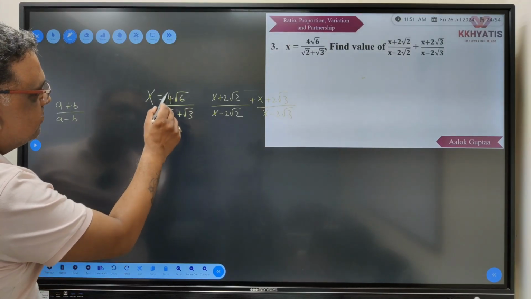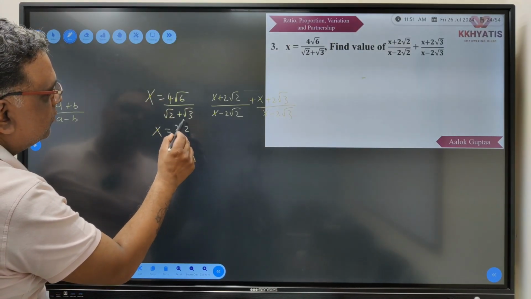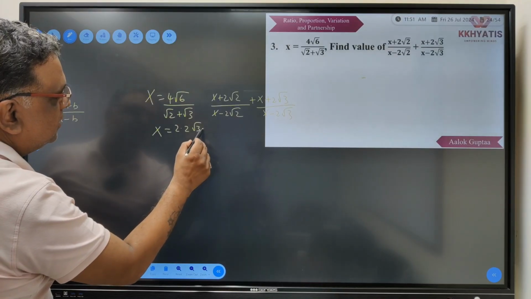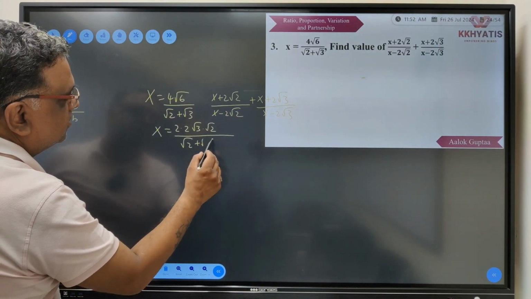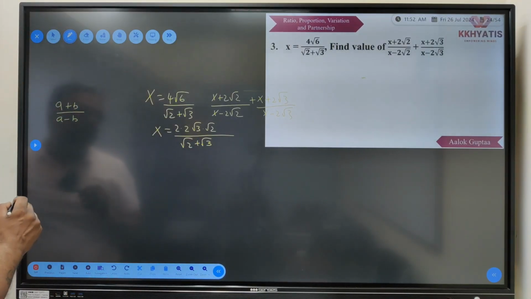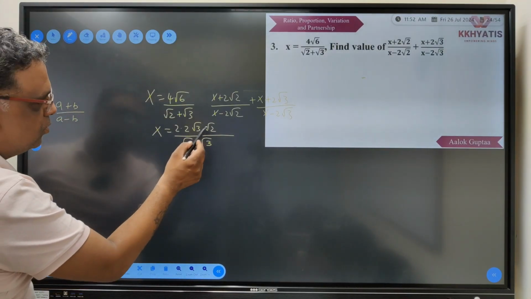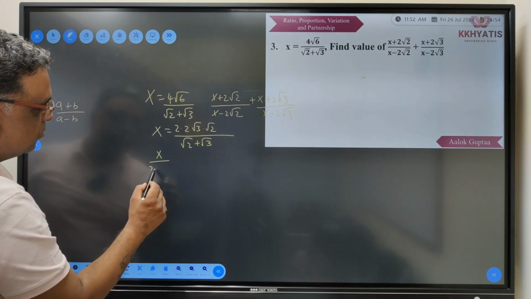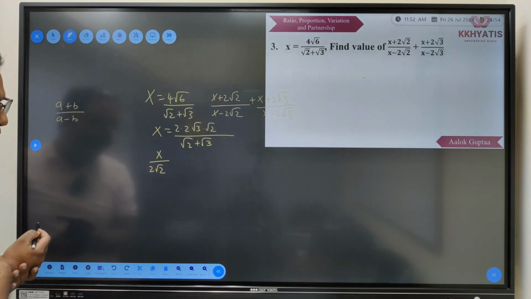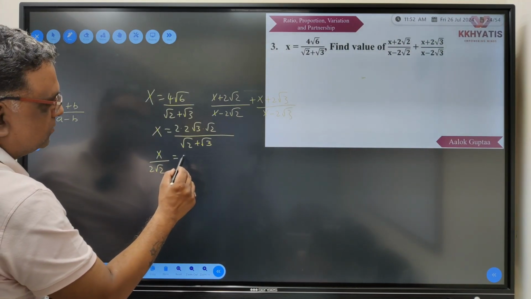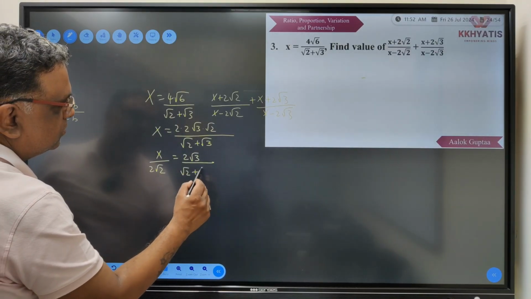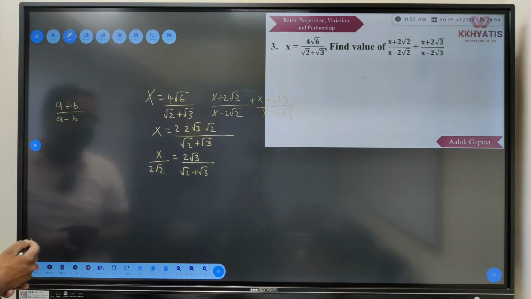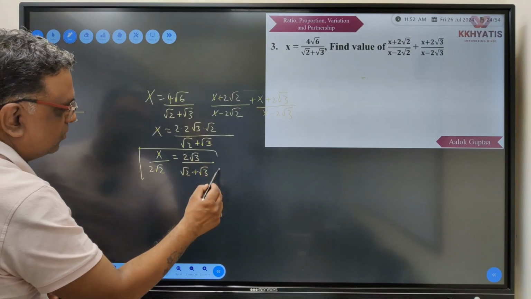So x, I can split this into 2 into 2. Root 6, I can split it as root 3 into root 2 upon root 2 plus root 3. Yes or no? Now, x upon 2 root 2, so I'll just take x upon 2 root 2 on this side. What I'm left with? 2 root 3 upon root 2 plus root 3. Fantastic. Now I got what I required, x upon 2 root 2.